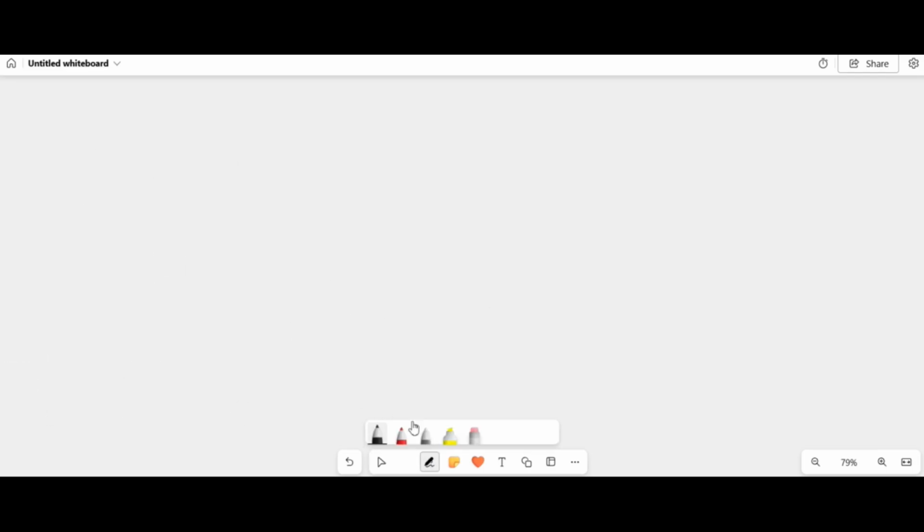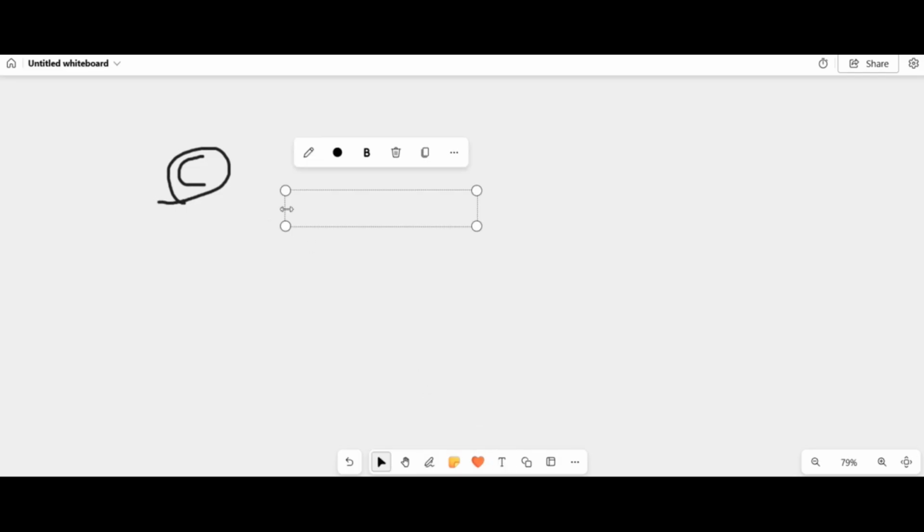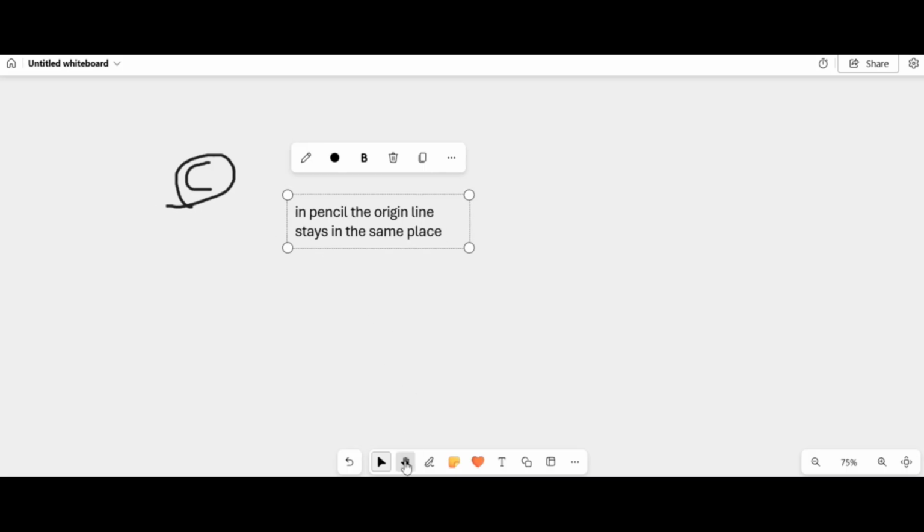Question C. Explain why the student marked the origin line using pencil instead of ink. So in pencil, the origin line stays in the same place. If it was drawn in ink here, it would start moving up the paper. So it stays in the same position when it's in pencil.